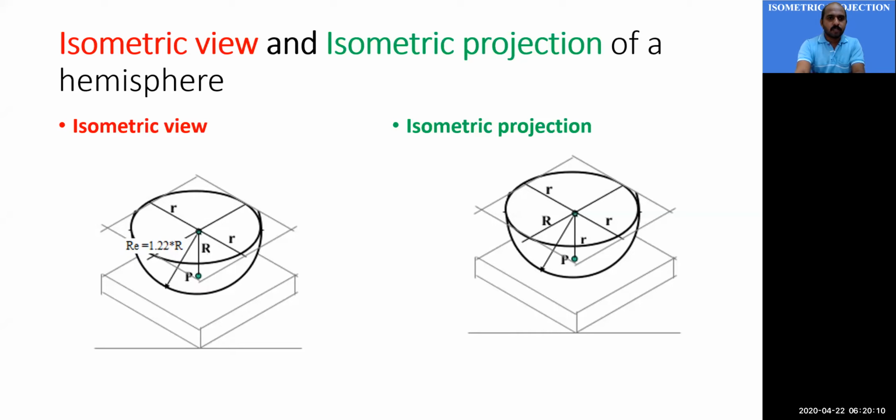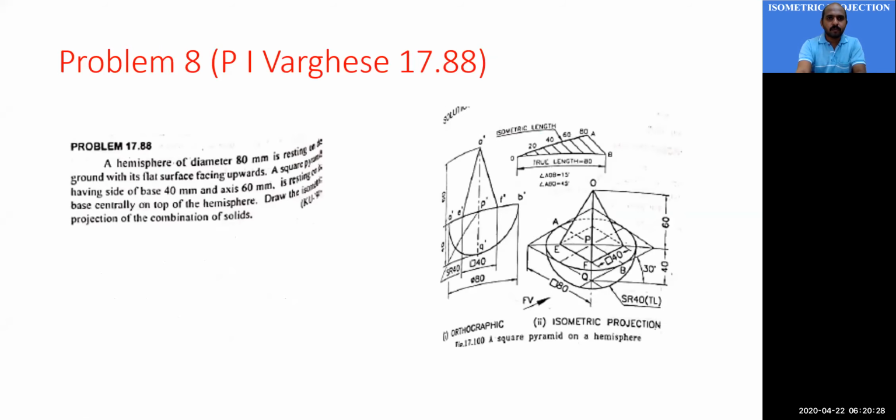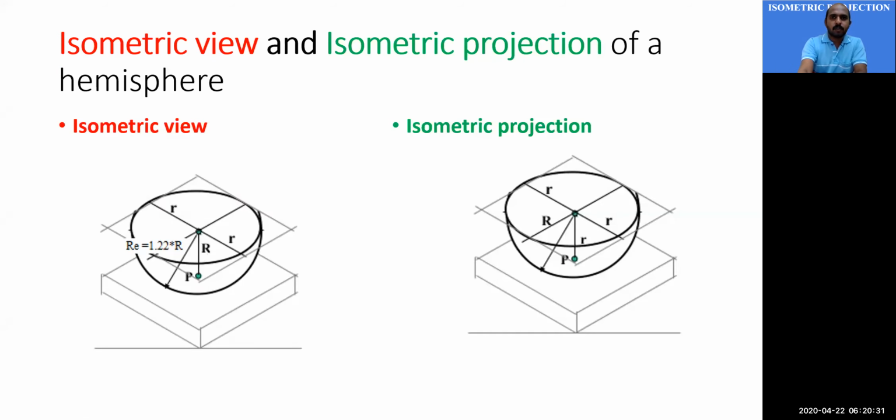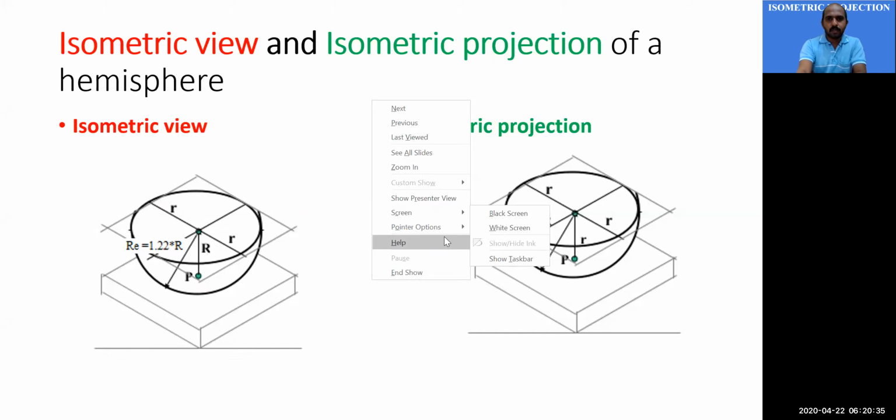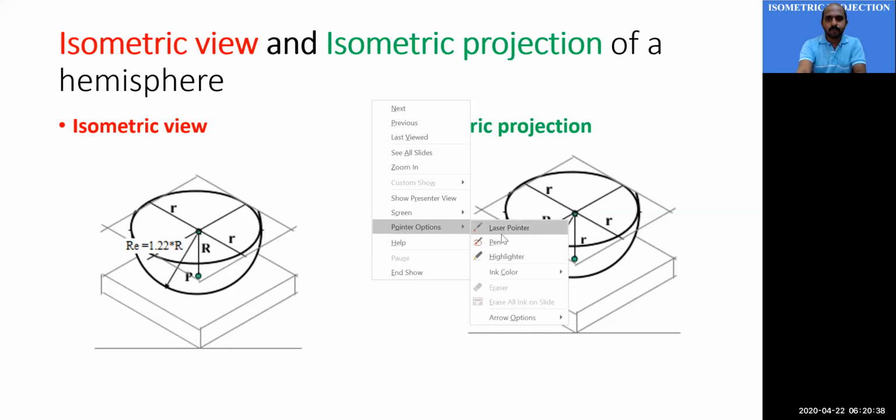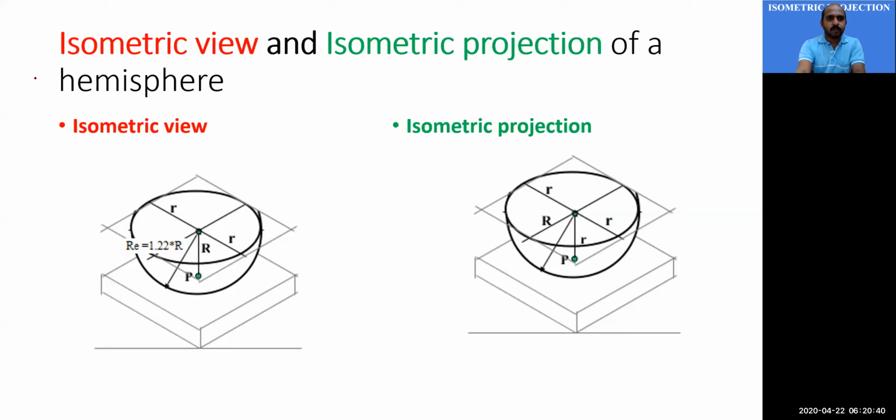So, yesterday we have seen the isometric projection and view of a sphere. Now, today we are going to discuss the isometric projection and view of a hemisphere.